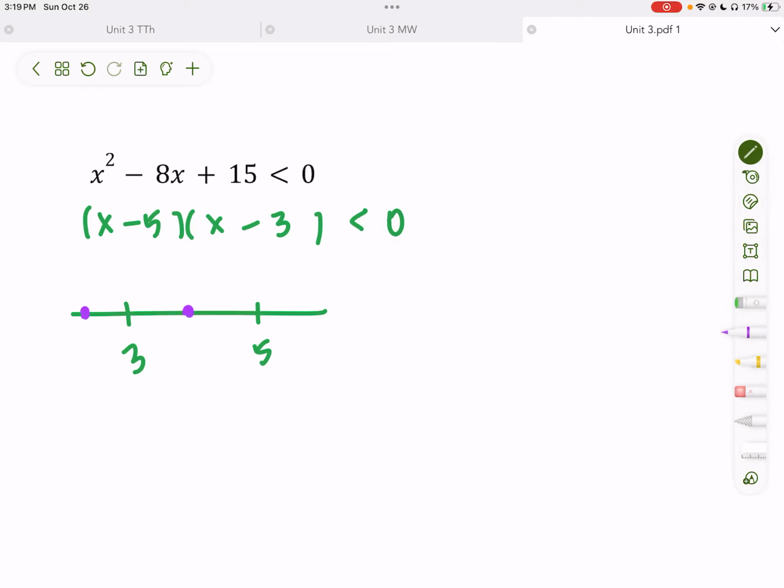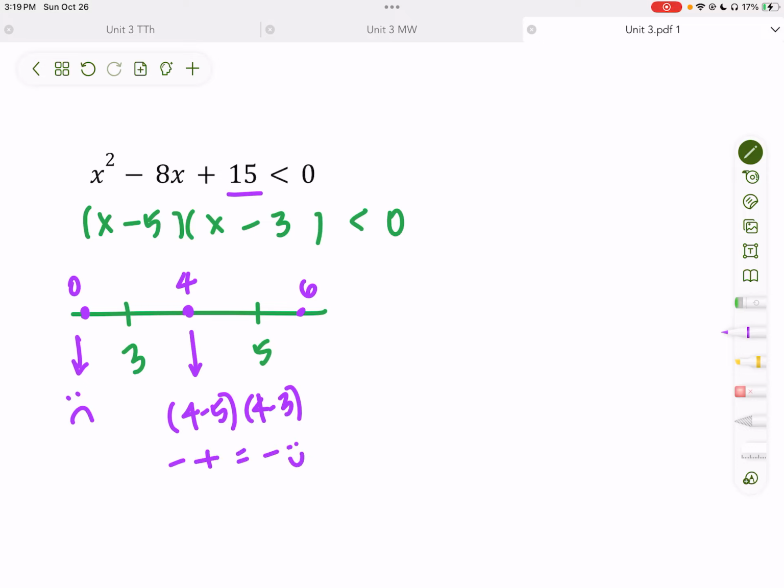Plugging in some points, I'll do 0, 4, and 6. I can immediately check 0. When I have a 0, I end up with 15. It's not going to work for us. If I plug in a 4, I'll have 4 minus 5 times 4 minus 3. That's a negative and a positive, so that's going to work.